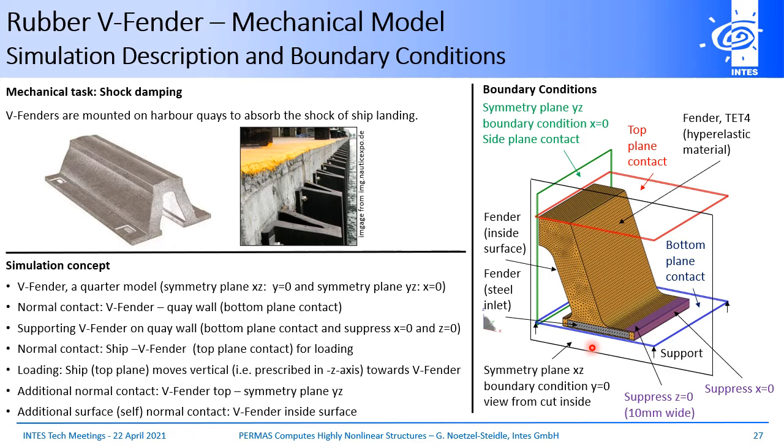We consider normal contact between the fender bottom surface and the supported quay wall. The mounting with screws is realized by suppressed surface nodes. Normal contact between ship and fender top is used for prescribed loading. The top plane is moved vertically towards the fender to simulate the ship landing. During the course of deformation, additional normal contact is considered between the fender top surface and the side symmetry plane, as well as self-contact for the fender inside surface.